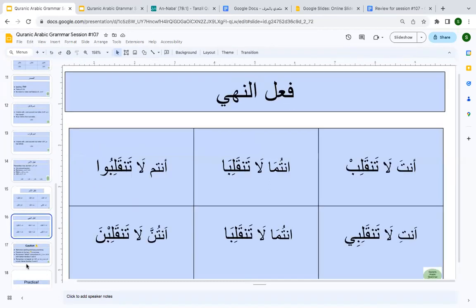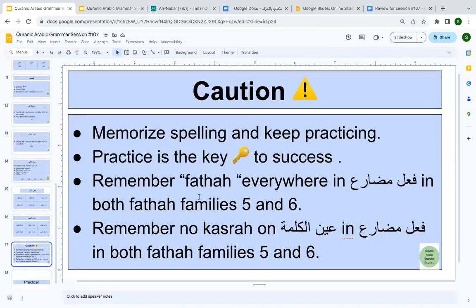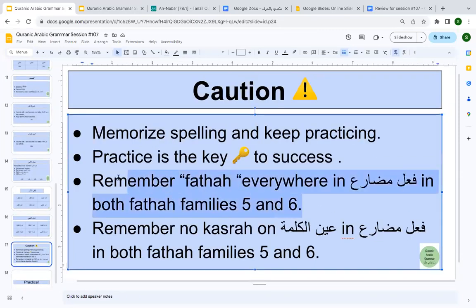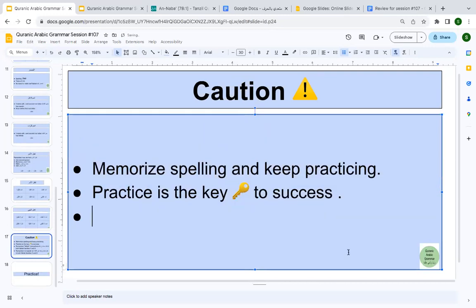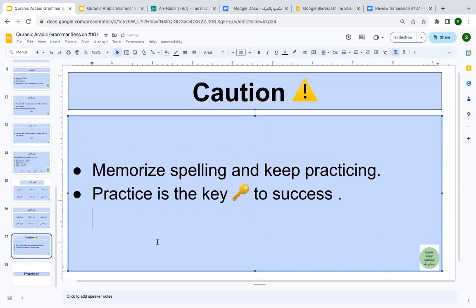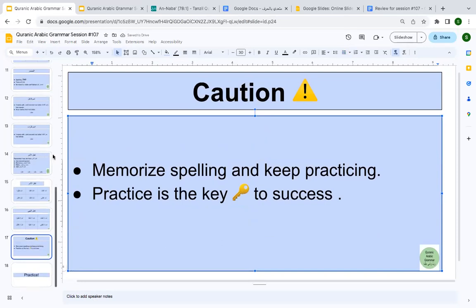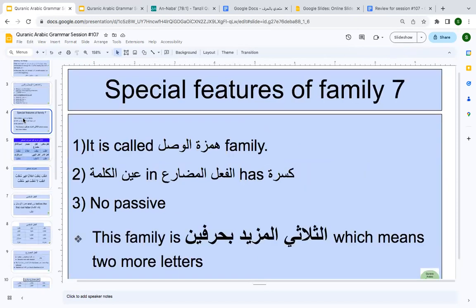Okay. So again, I think my slides got mixed up. But again, the most important feature that you are going to remember has been put here. The special features are Hamzatul Wasl and the Kasra on Failul Mudari. Because there's a Kasra on Failul Mudari, on Ainul Kalima, you see it in case of Failul Amr, you see it in Failun Nahi. Is this clear, my dear sisters?